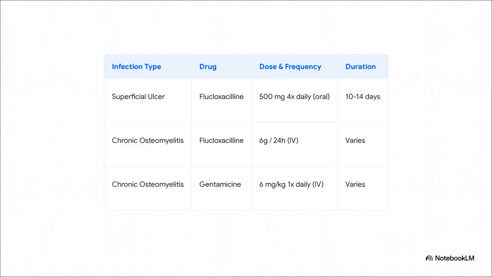Antibiotic regimens. Okay, so this table gives you a nice snapshot of some common regimens for adults. You can see the difference, right? For something like a superficial ulcer with cellulitis, you might be looking at oral flucloxacillin. But for something more severe, like chronic osteomyelitis, you're hitting it hard with an IV combo.